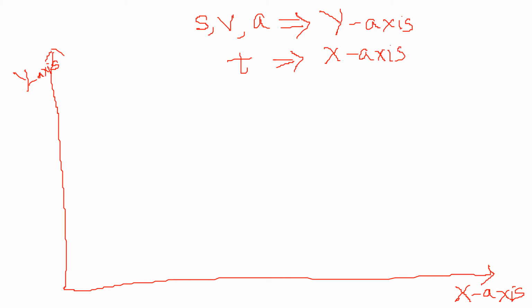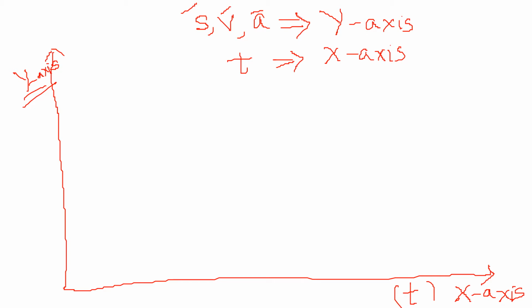Usually along the y-axis we have physical quantities which depend on the x-axis, whereas the x-axis quantity is independent. So time is an independent physical quantity, right? So we will always have time on the x-axis in motion, whereas other physical quantities like distance, displacement, velocity, acceleration are always on the y-axis.